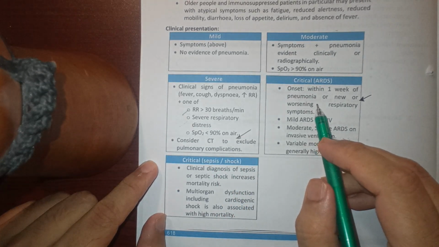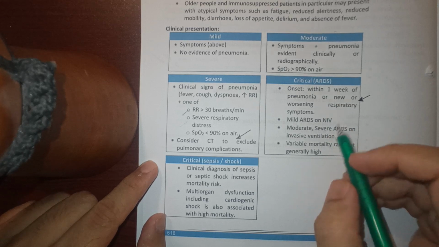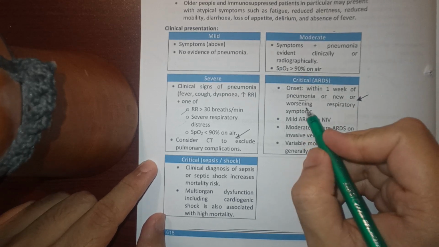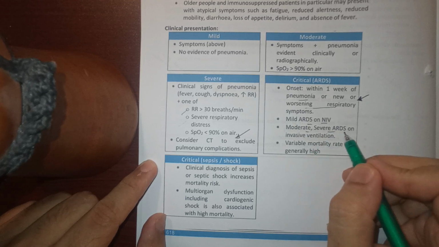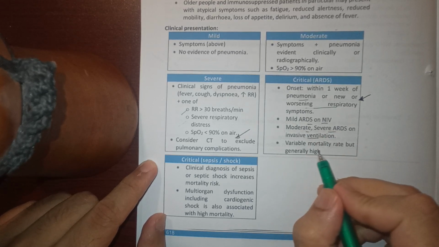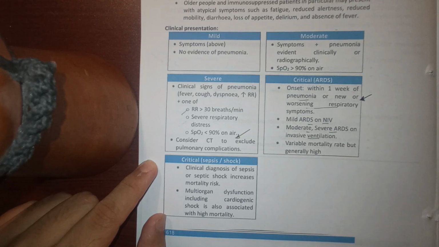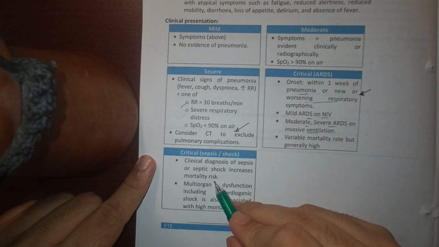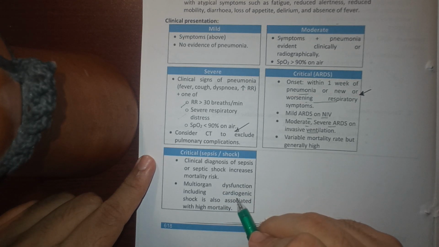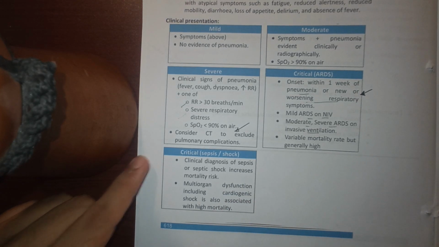And onset within 1 week of pneumonia or new or worsening respiratory symptoms: mild ARDS on non-invasive ventilation, moderate to severe ARDS on invasive ventilation, with a variable mortality rate but generally high. And critical: septic shock, a diagnosis of sepsis or septic shock increases mortality risk. Multi-organ dysfunction including cardiogenic shock is also associated with high mortality.